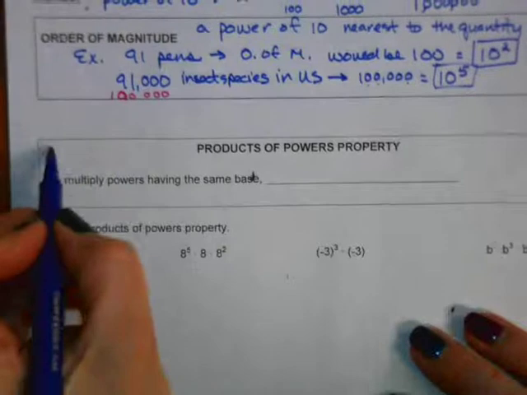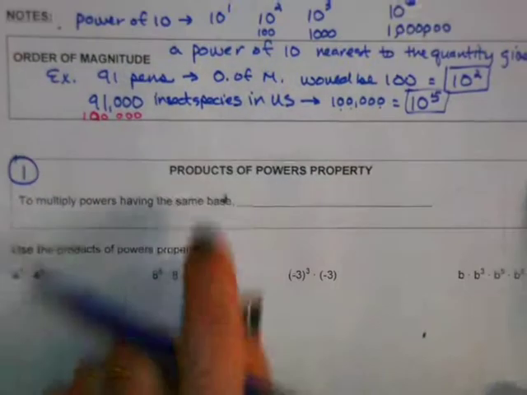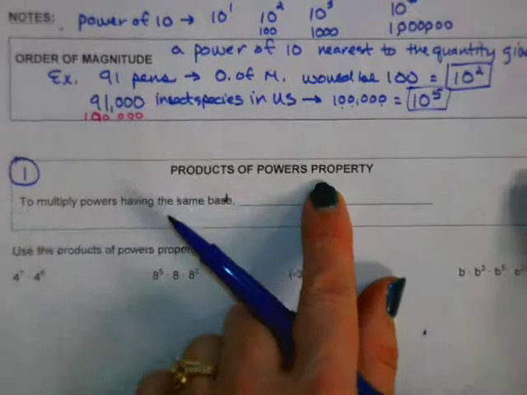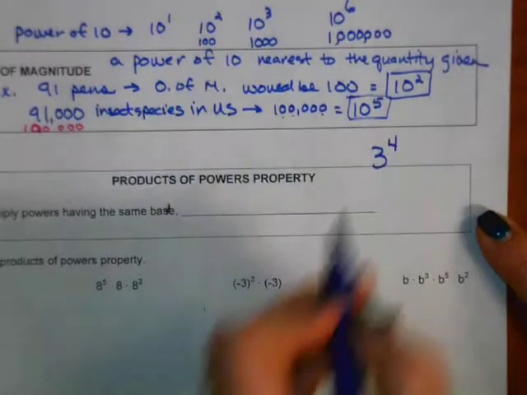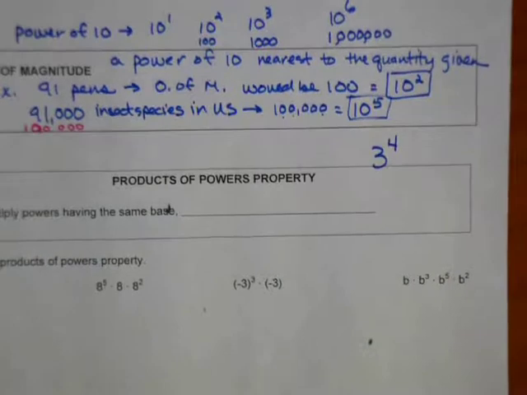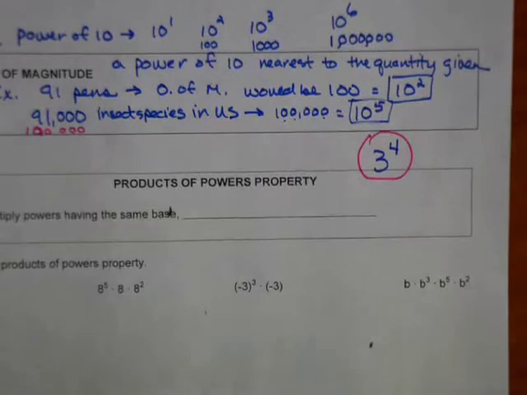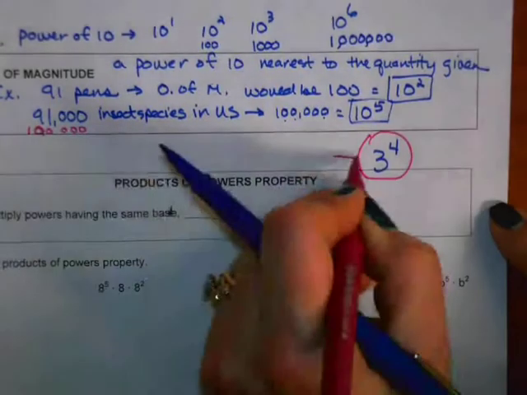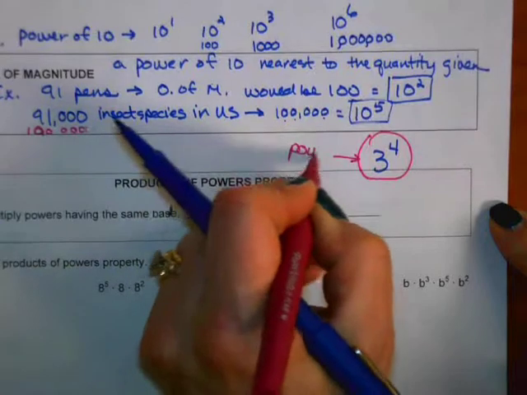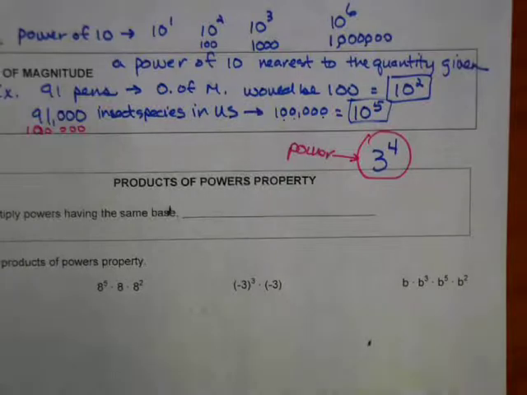This whole chapter, this whole section is about 3 properties. But before I even go there, it says products of powers property. I want to define what a power is. So I want you to write this right here, and I want you to circle it. Circle 3 to the 4th. Those two numbers together are called a power.